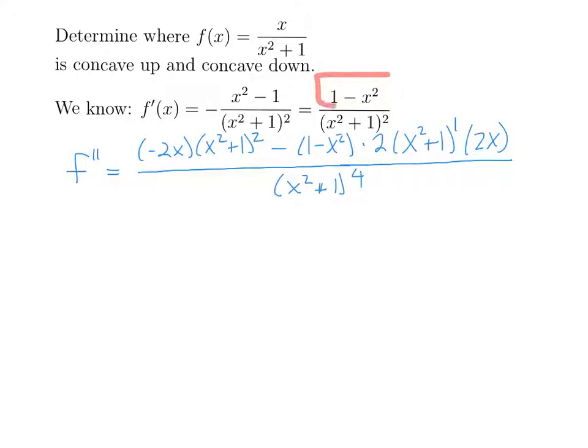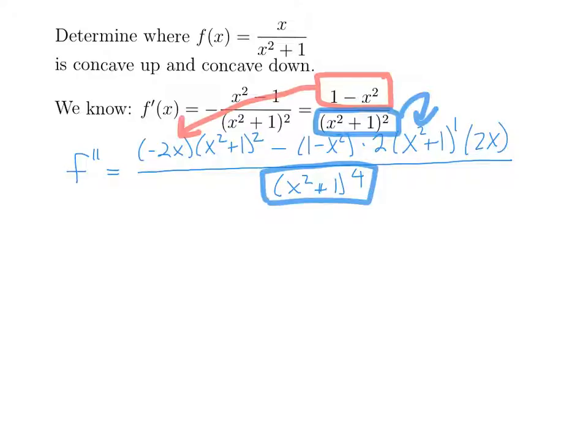To use the quotient rule, we start off by taking the derivative of the top, which is just a minus 2x. We leave the bottom alone, and then we subtract off the top times the derivative of the bottom. And in computing the derivative of the bottom, we're using the chain rule. All of that goes over the bottom squared.